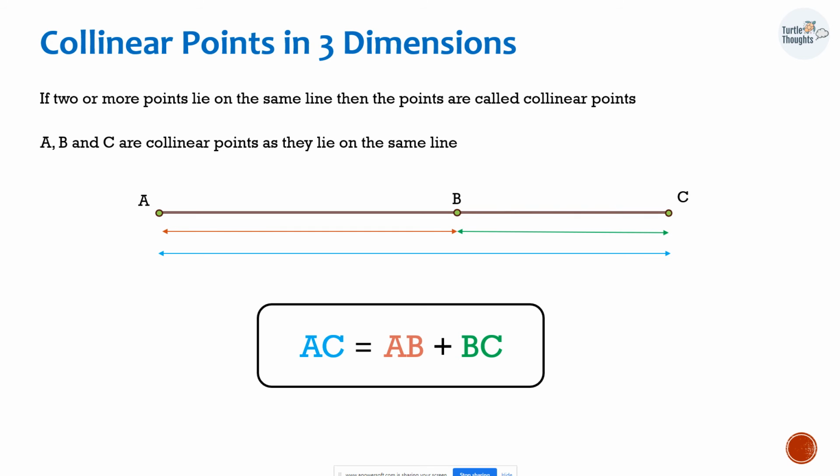Next concept is collinear points in three dimensions. What are collinear points? If two or more points lie on the same line, then those points are called collinear points. Here A, B and C are collinear points as they lie on the same line. If three points A, B and C are collinear, then I can tell that the length AC is going to be equal to the length AB plus the length BC. So this is the concept which we are going to use in the exercise problems.